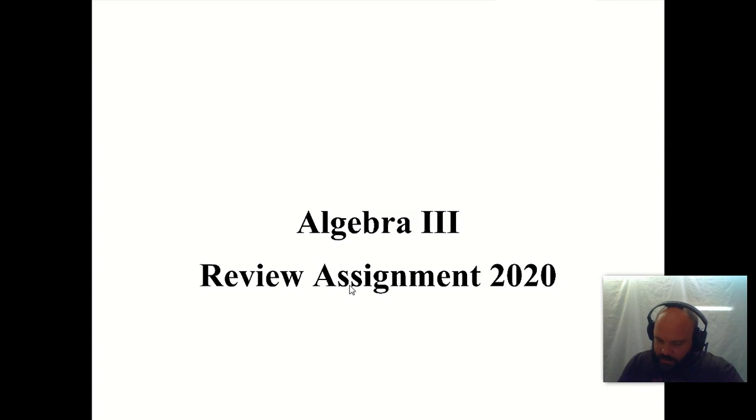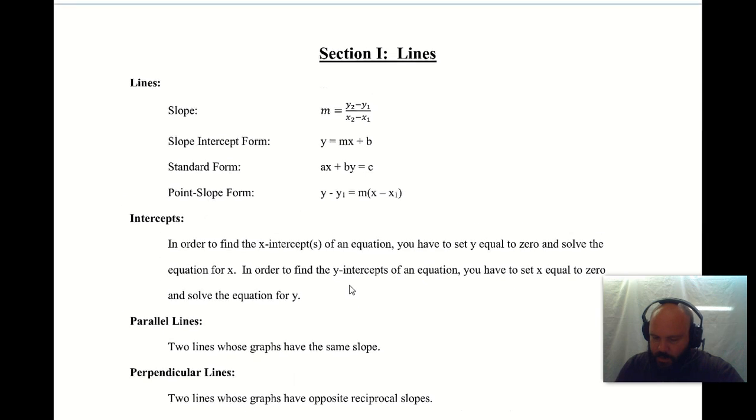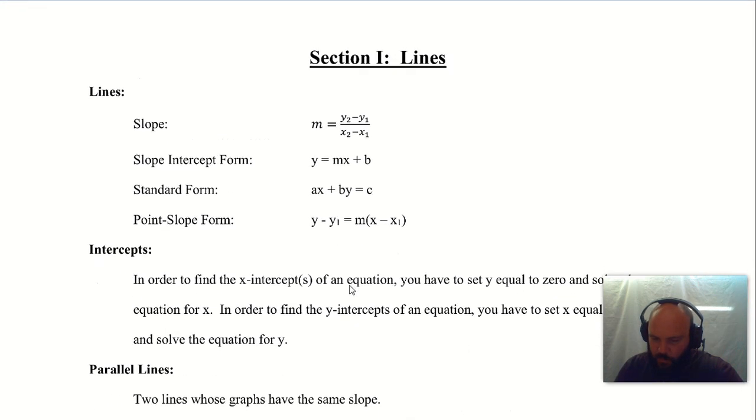So today I'm going to talk about the Algebra 3 review assignment. We're going to go over section 1 of this, and section 1 is discussing lines.